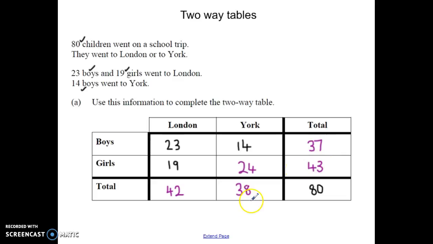So there we go. We've been through 2 different types of two-way table questions. So that should put you in a good position to tackle this topic at GCSE level. Hope it helps.